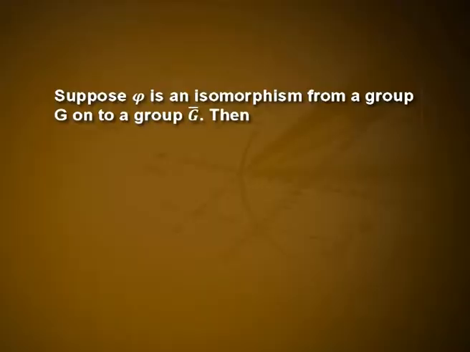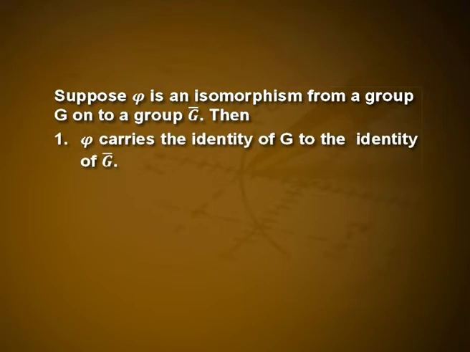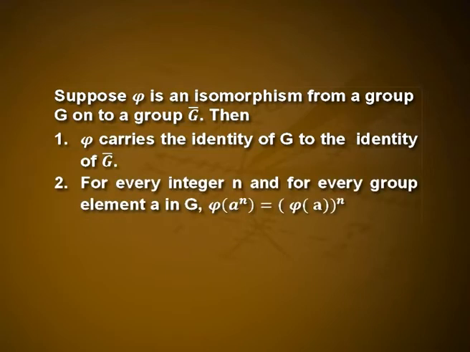Theorem. Suppose φ is an isomorphism from a group G onto a group Ḡ. Then, first, φ carries the identity of G to the identity of Ḡ. Second, for every integer n and for every group element a in G, φ(a^n) = (φ(a))^n.